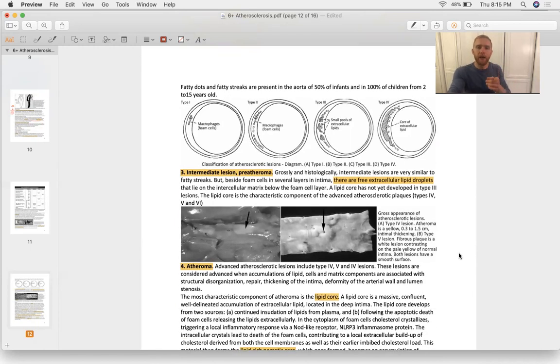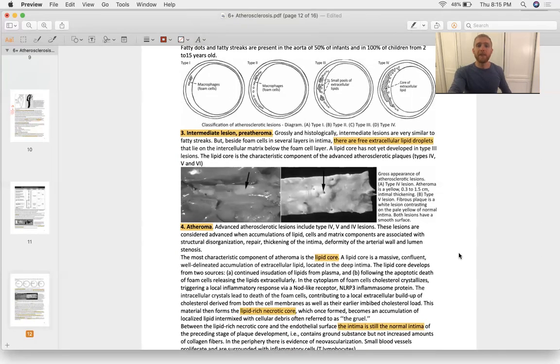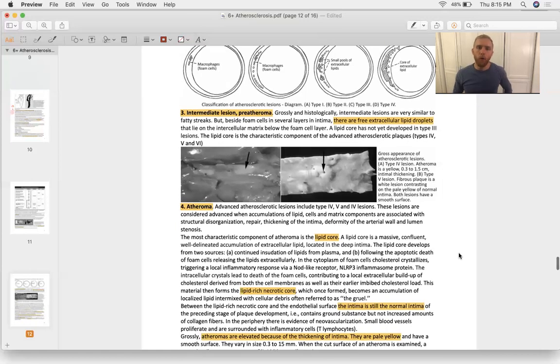You will see extracellular lipids in a preatheroma or a type 3 atherosclerotic lesion. And that's what differentiates it from a type 2 fatty streak. Moving on to a type 4, the atheroma. Types 4, 5, and 6 have a lipid core. And so that's the buzzword that you're looking for in an answer choice: the lipid core.